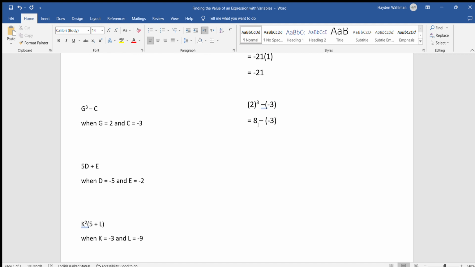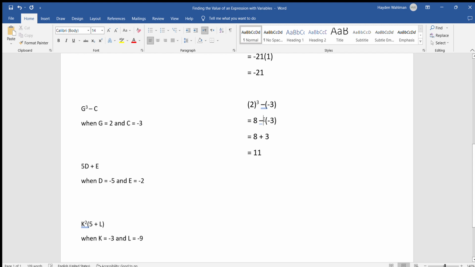And now we do multiplication and division. There are none, so now last step, subtraction and addition. We go left to right. So what is 8 minus negative 3? These two negative signs are sitting next to each other, so that means it turns into a positive. So the answer is 8 plus 3, which is 11. Now, remember, they're next to each other. There's nothing in between these two negatives. That's why it makes it a positive.